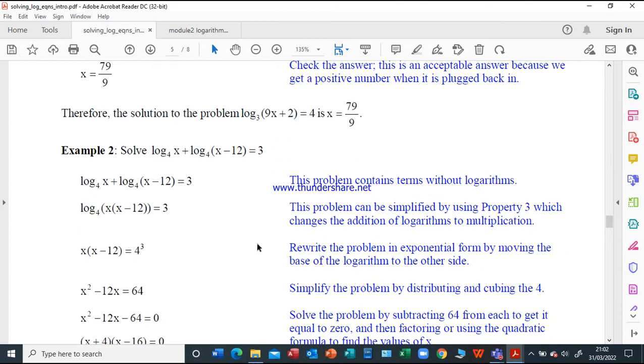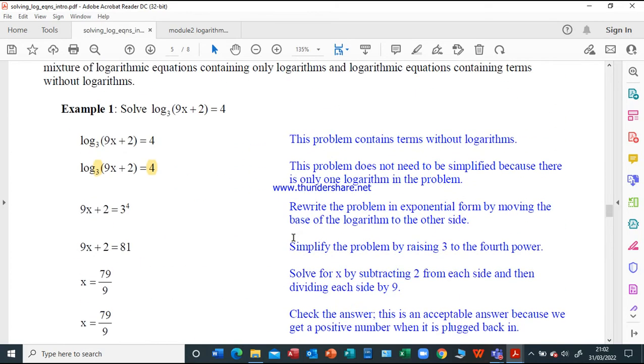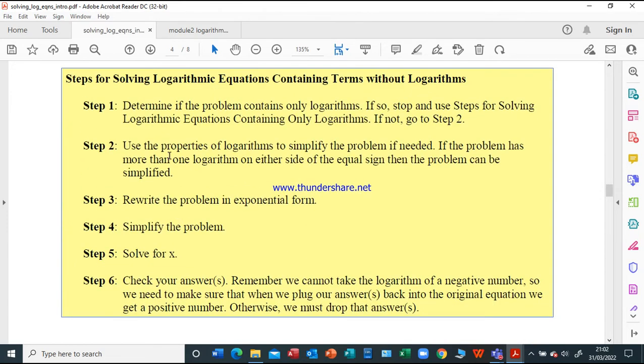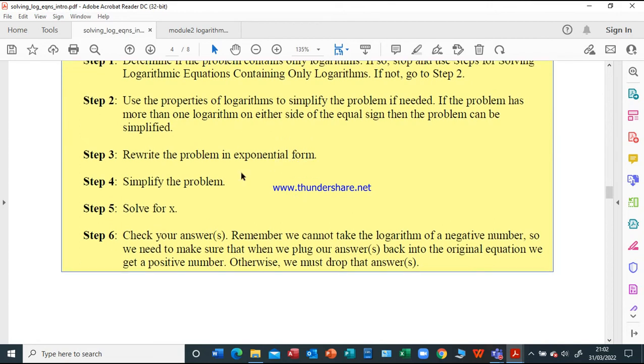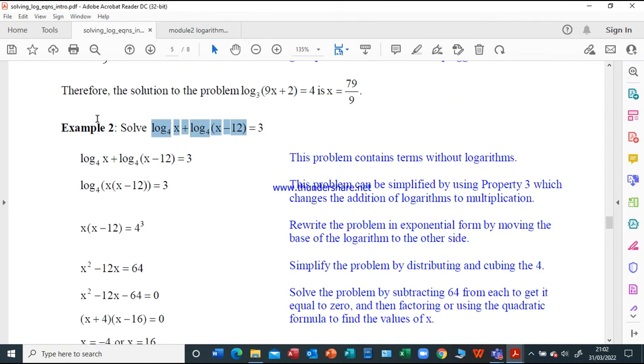All right, now the next example involves 2 logarithms on the left hand side. So when you have 2 logarithms on the left hand side, you must use step number 2: use the properties of logarithms to simplify the problem on the left hand side first, because it has more than one logarithm on one side, so you have to simplify. Okay, so here we have log base 4 of x plus log base 4 of x minus 12.